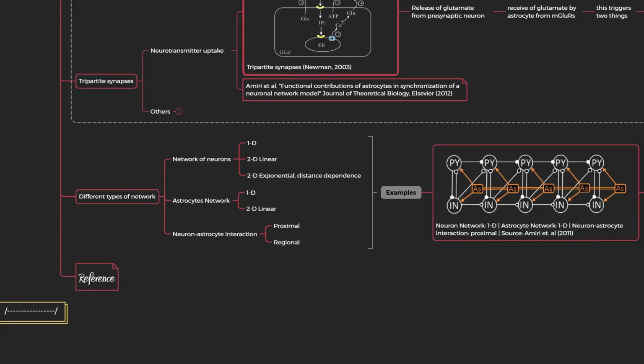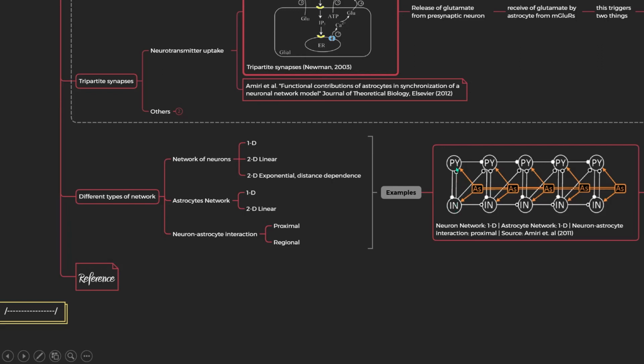So for the network level, we have a network of neurons, a network of astrocytes, and neuron-astrocyte interaction. So networks of neurons can be 1D, single dimension, or 2-dimension, and they can be connected to each other in a linear fashion or exponential fashion, which is distance dependent. In the figure that you can see here, the presynaptic neuron is connected to the postsynaptic neuron, interneuron, pyramidal neuron, and there's the astrocyte here, and you can see the tripartite synapse happening here.